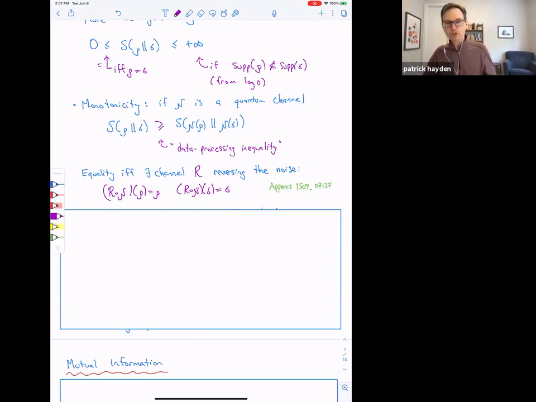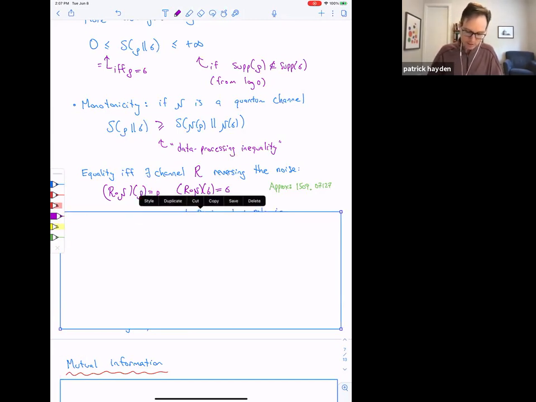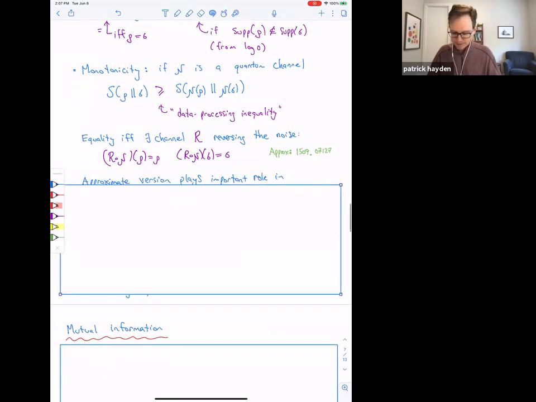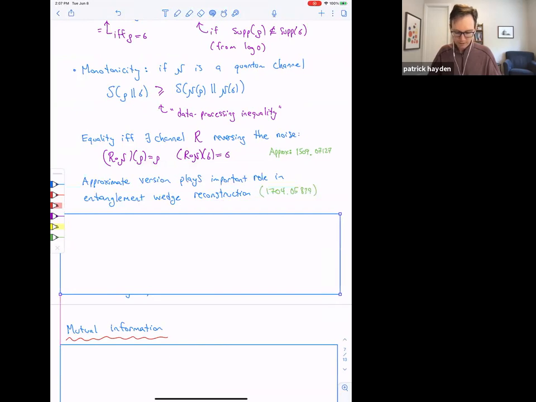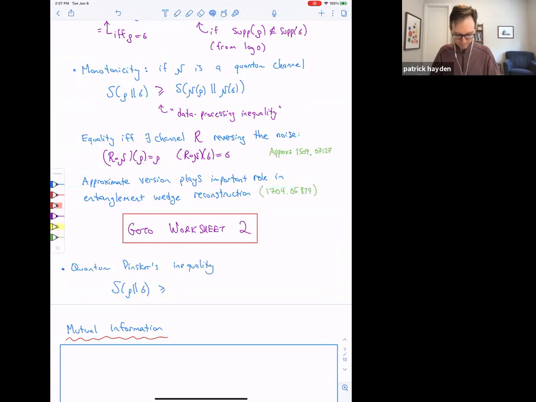And it's even true in an approximate setting. That was only demonstrated a few years ago: if the monotonicity is almost saturated, but not exactly, so we have near equality here instead of strict equality, then there exists a channel that will almost reverse the noise in the fidelity sense. And that's something that actually played an important role in the theory of entanglement wedge reconstruction, and you can look that up in the reference there.